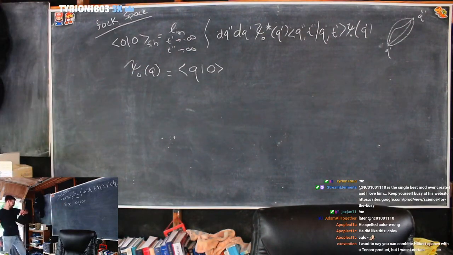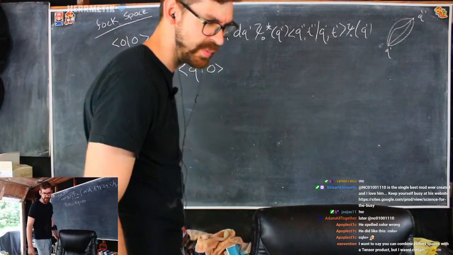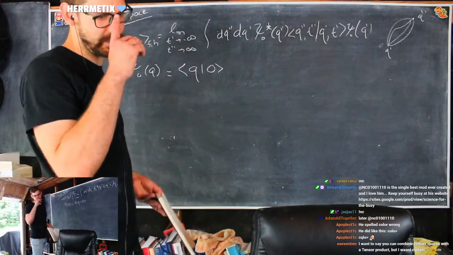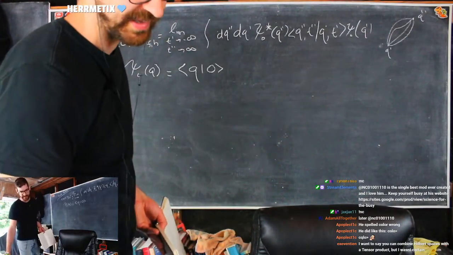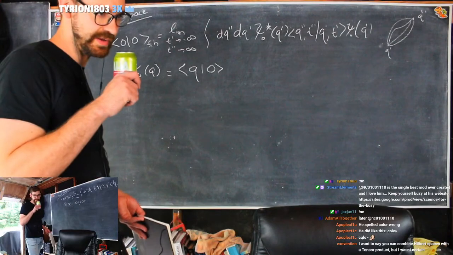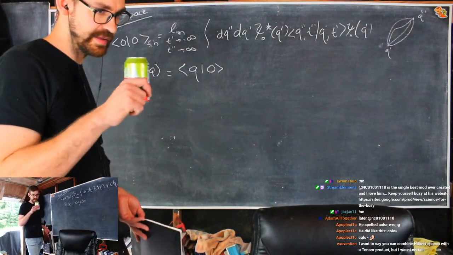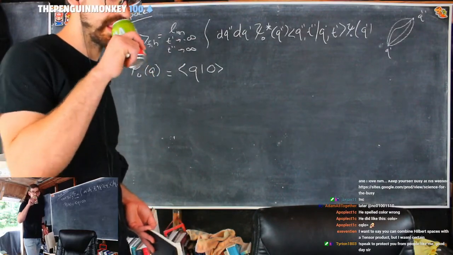I'm impressed. Well done. I want to say you can combine Hilbert spaces with a tensor product, but I wasn't certain. Yeah, definitely. I think you can. Maybe there's rules about which ones you can, but you certainly can. You kind of have to for quantum mechanics, I'm thinking. There might be rules to what kind of Hilbert spaces you can tensor together. Obviously there is, right?